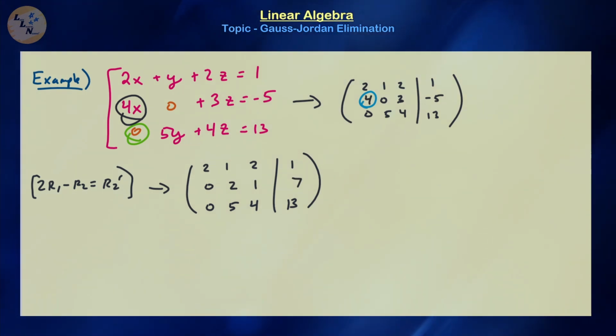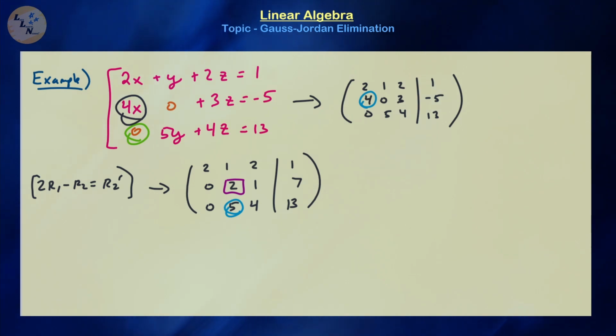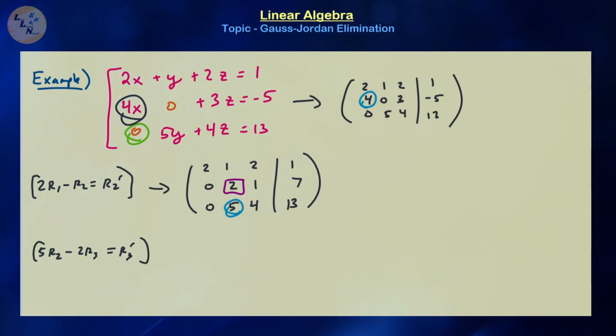So the next thing I need to focus on is that, and that's going to put it in upper triangular form. So I'm going to be using this 2 as what we call a pivot in order to eliminate that 5. The least common multiple of 2 and 5 is going to be 10. So what I can do is 5 times row 2 minus 2 times row 3, and that's going to generate our new row 3.